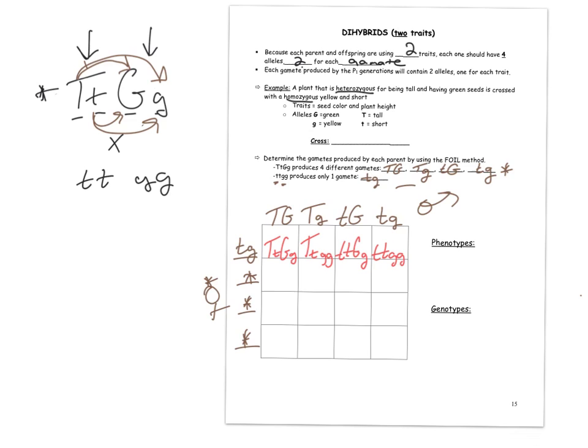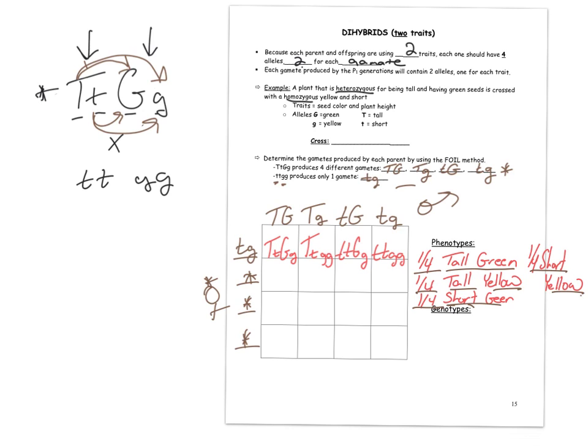So, interestingly, their phenotypic ratios would be one quarter tall and green, one quarter tall and yellow, one quarter short and green, and one quarter short and yellow. So of the four possibilities here, one quarter are short and green, one quarter tall and yellow, one quarter tall and green, and one quarter short and yellow. Those are your phenotypic ratios.